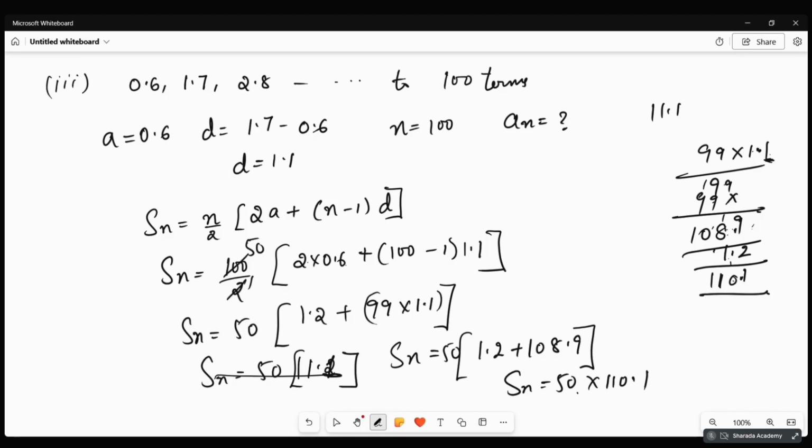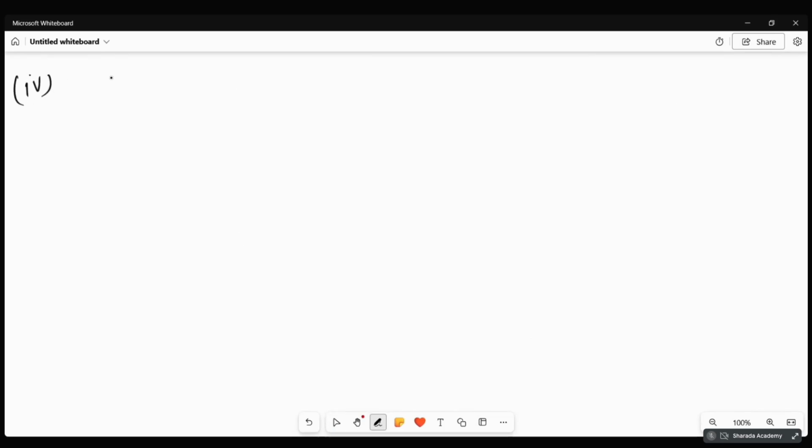So you will get Sn is equal to 5,505. Next: 1 by 15, comma 1 by 12, comma 1 by 10, until 11 terms. Okay, so we have to find the Sn, until the 11 terms here.